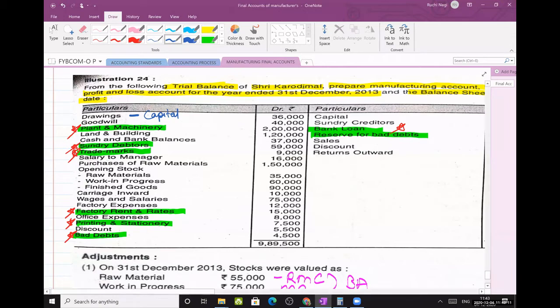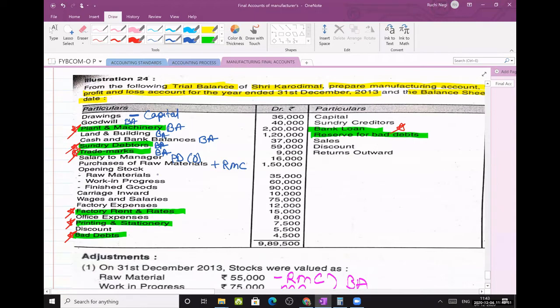Next, goodwill, balance sheet asset. Plant and machinery, balance sheet asset. Land and building, balance sheet asset. Cash and bank, balance sheet asset. Debtors, balance sheet asset. Trademarks, balance sheet asset. Salary to manager. It's gonna be P&L account debit under the heading office. Purchase of raw material, add to the formula of raw material consumed.